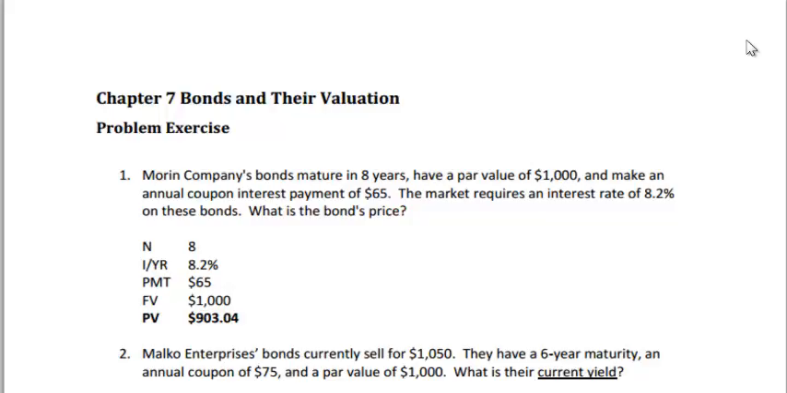The following is a video review of the problem exercises for Chapter 7, Bonds and Their Valuation. Number one is a standard problem, right? We're calculating the present value of a bond.